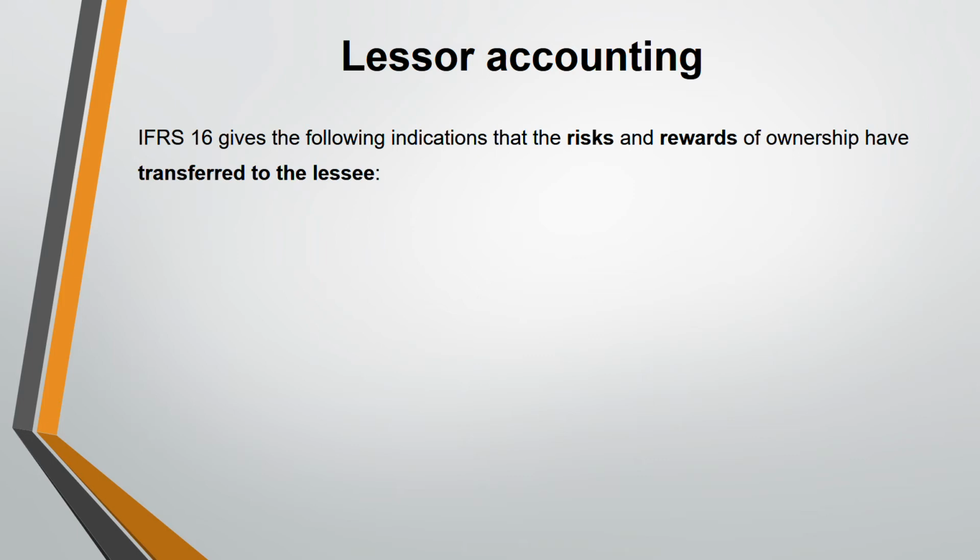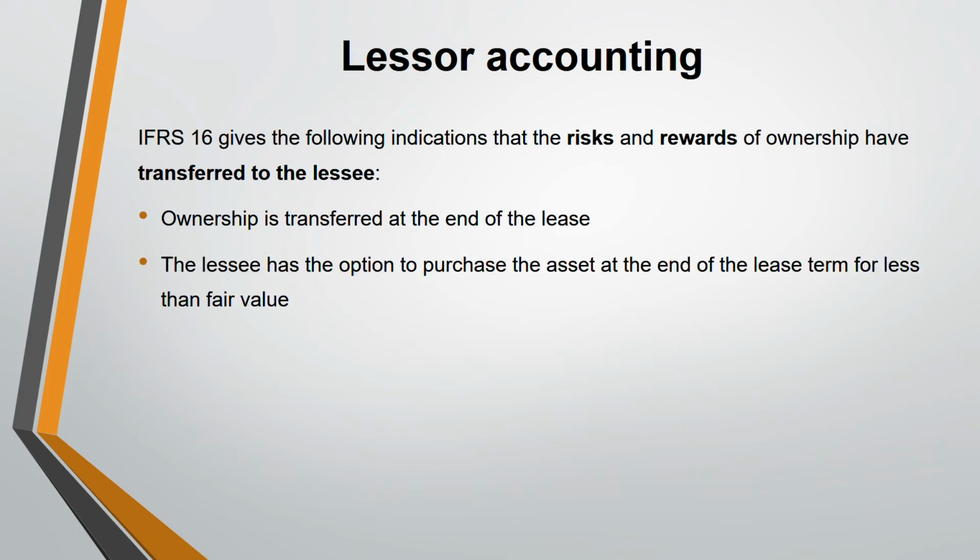Number one, ownership is transferred at the end of the lease. So if ownership is transferred to the lessee, it's a finance lease, because risk and reward has passed to the lessee. Next, the lessee has the option to purchase the asset at the end of the lease term for less than the fair value. He has that option, then it's a finance lease.